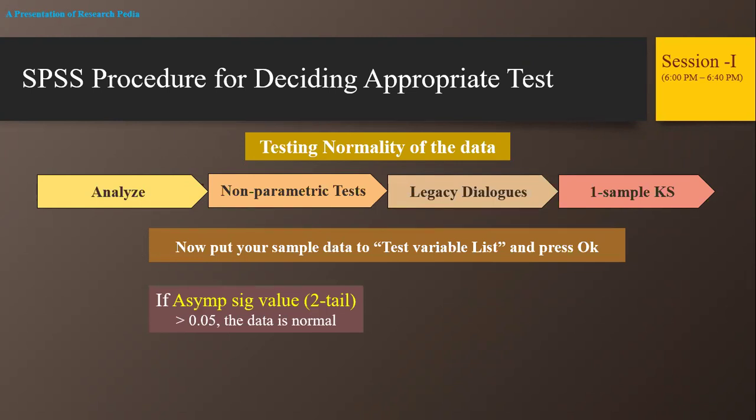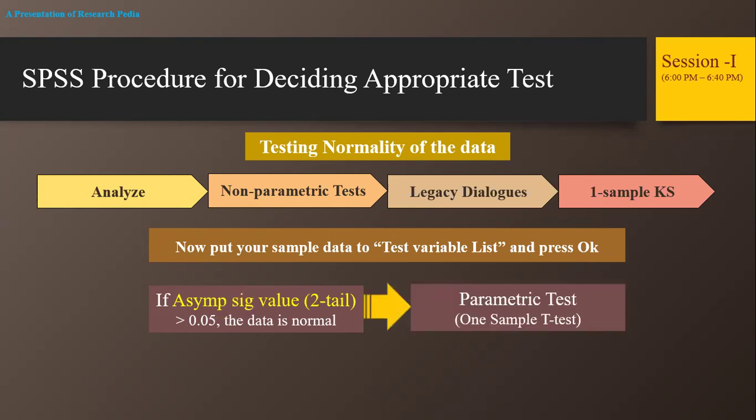If your asymptotic significance value, which is equivalent to the p value, that is two tail, is greater than 0.05, the data is normal. When we analyze using SPSS, we will see this value. If this value is greater than 0.05, we will say that our data is normal, and we will apply the parametric test, that is the one sample t test, for single group analysis.